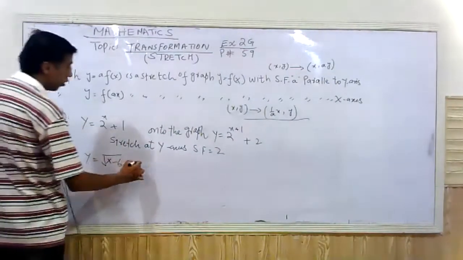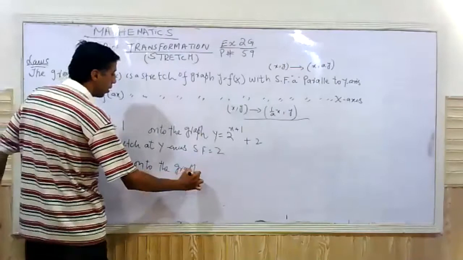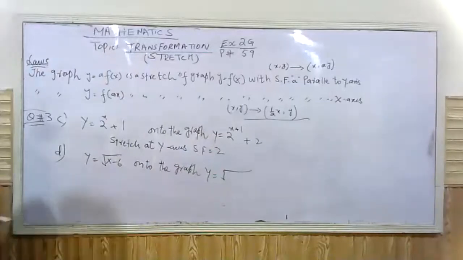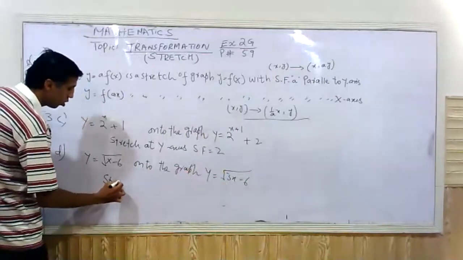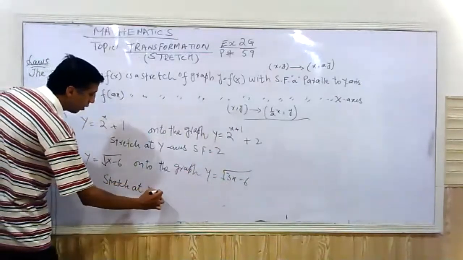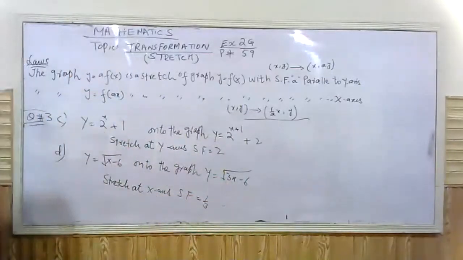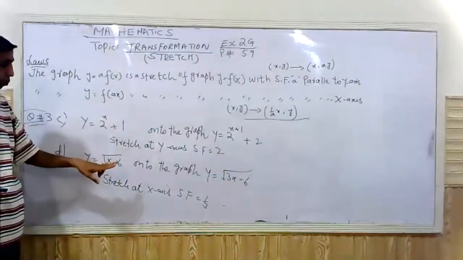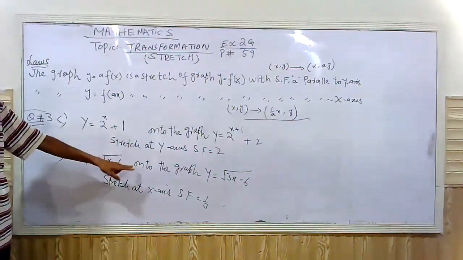Now the last part D, y equals square root of x minus 6 onto the graph: square root of 3x minus 6. It is a stretch at the x-axis and the stretch factor is 1 by 3. If you keep 3 in place of x, in place of 1 by 3, you will get 3x minus 6.